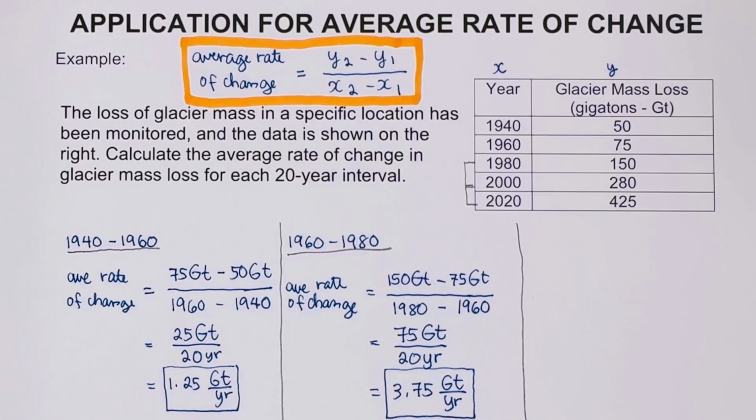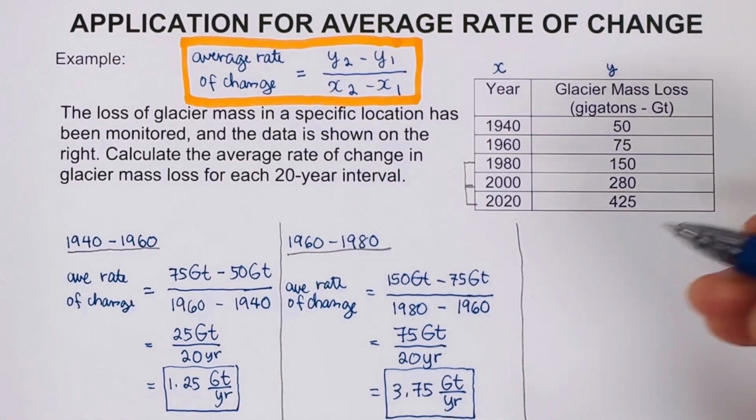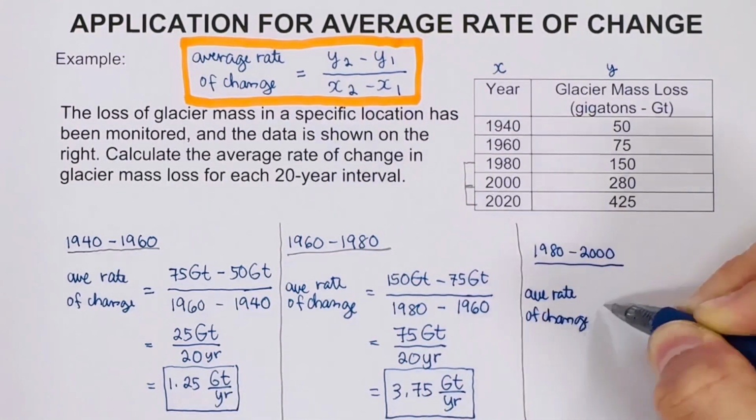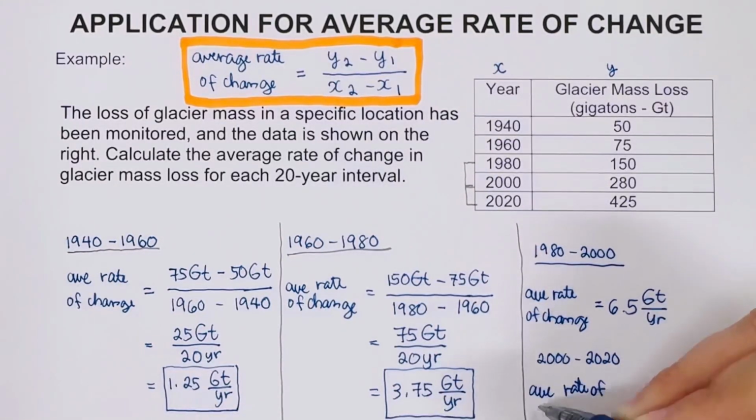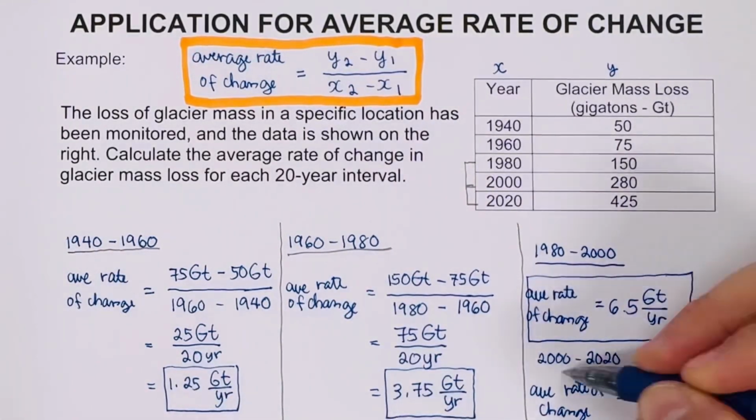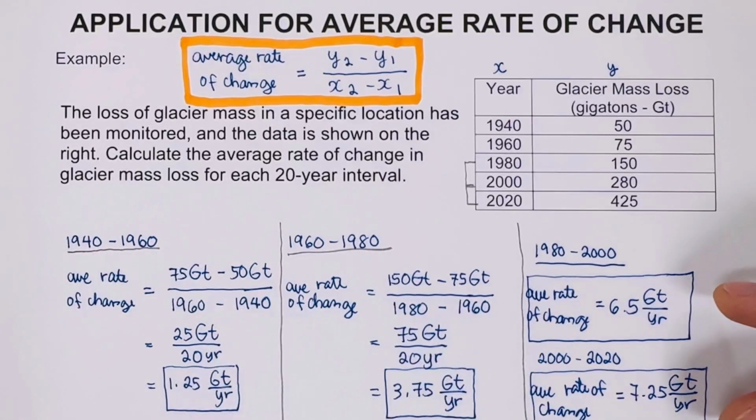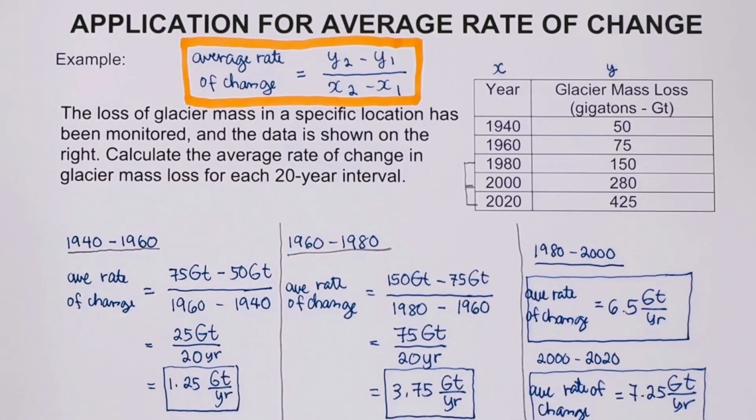Okay, so when you did the math, this should be the answers. Did you get the same answers as this? Good, perfect. So that is how we use the average rate of change to solve real-life problems.